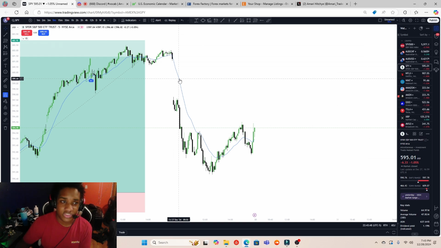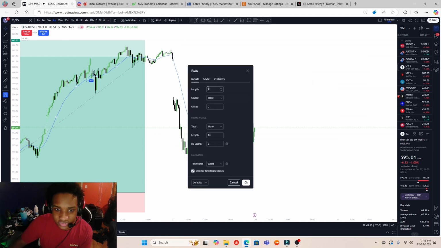So, I like the EMA. It tells you what price has done over the last X amount of days, and I think the EMA is great. You can change the EMA length by left clicking on it twice, and you can change it to, I don't know, 200 day where it's more lagging like this, or you can change it to the 9 or whatever length you want. I like the 21.